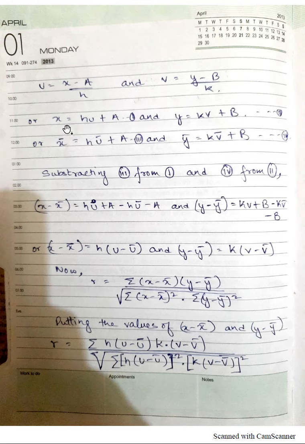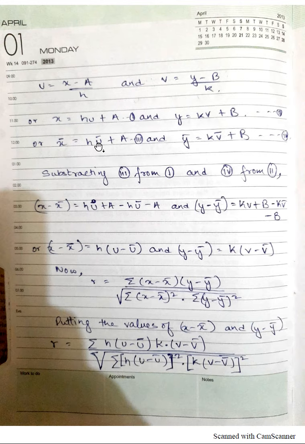From here we can take the mean of it. We take the mean of the entire thing, so x bar becomes, by the principle of mean, x bar will be equal to h u bar plus a. Since x is a variable, we will put a bar on it.